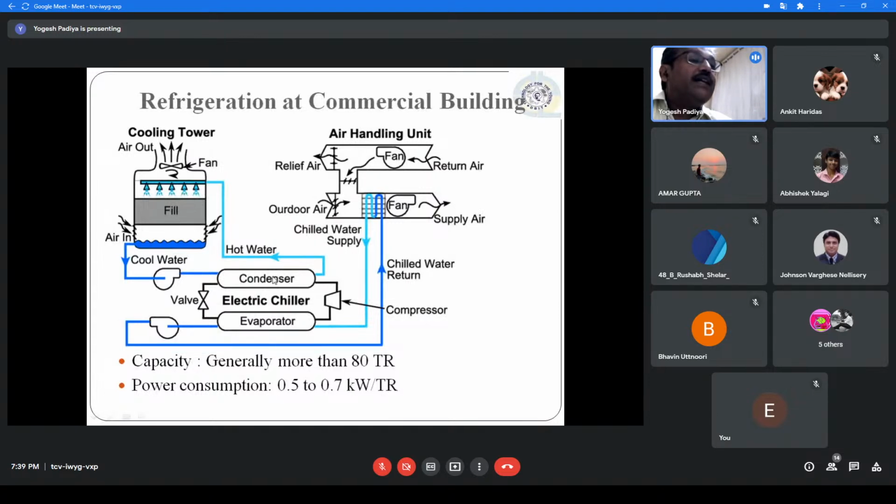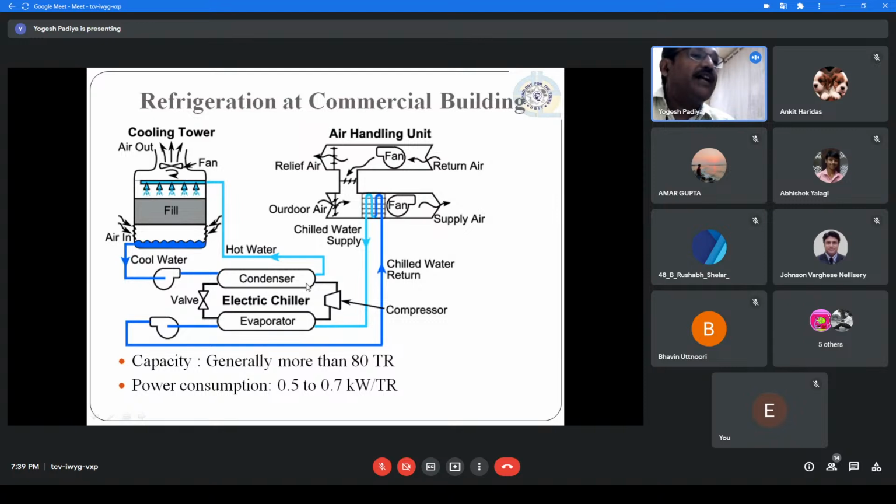Now in the condenser, I am passing cold water. It is getting heated up because all the heat is rejected. Hot water is passing over to the cooling tower. In the cooling tower, I am putting some fills so that a large amount of water and air will come in contact. Because of that, water will get cooled and air will get heated up. Now the cold water will come again. So this is how the system operates.